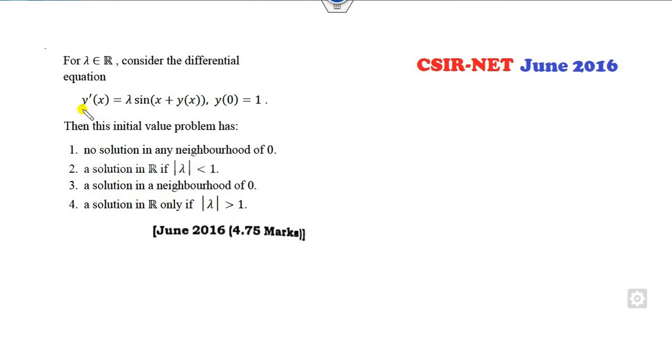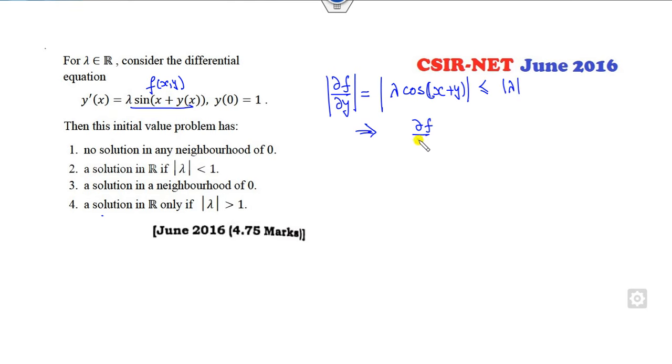Okay, look at this another one. Again, this is a first order differential equation. Again, they are not calculating the solution: unique solution, no solution, and here. So this is my f of x, y. Fine. Now we can check about this Lipschitz condition. What is that? Lambda cos x plus y. It is less than this number. It means partial derivative, this is my condition for the Lipschitz condition.